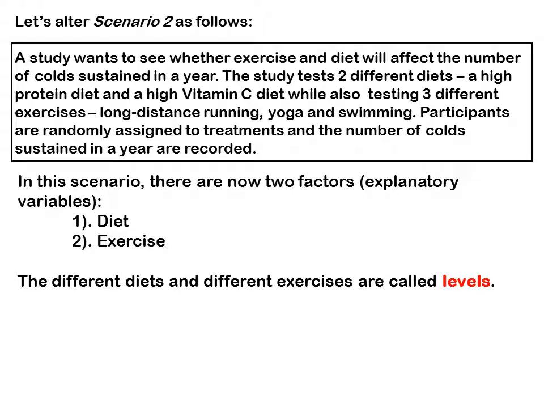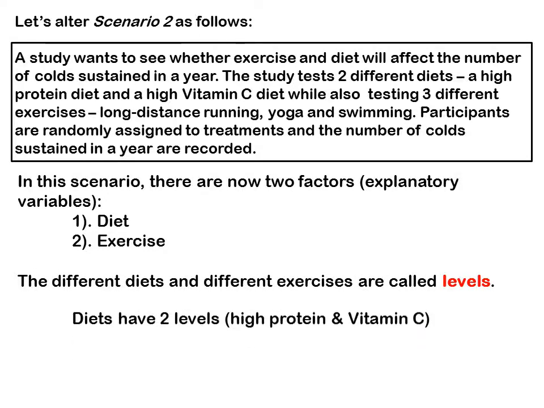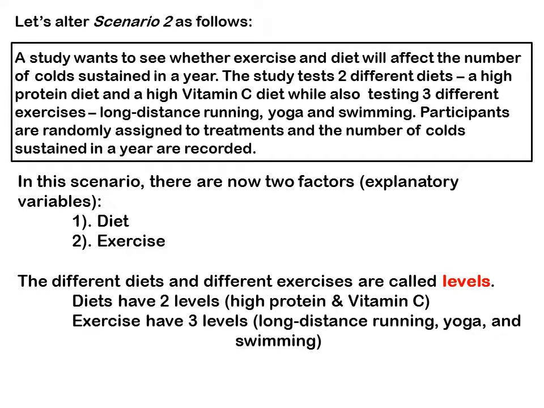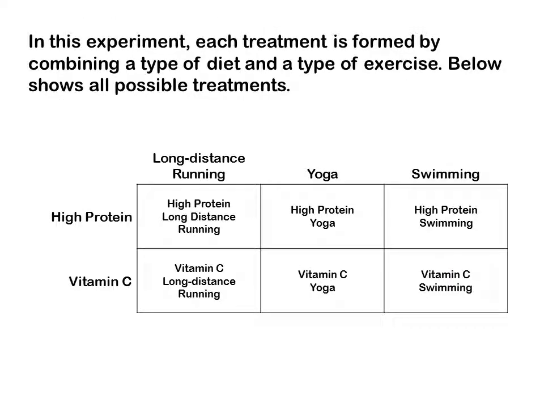The different diets and the different exercises are called levels. So the diets have 2 levels, high protein and vitamin C. The exercise has 3 levels, long distance running, yoga, and swimming. In this experiment, each treatment is formed by combining a type of diet and a type of exercise. Below shows all the possibilities of treatments. When we have multiple factors like this, we often make a table like the one shown to show all possible treatments.